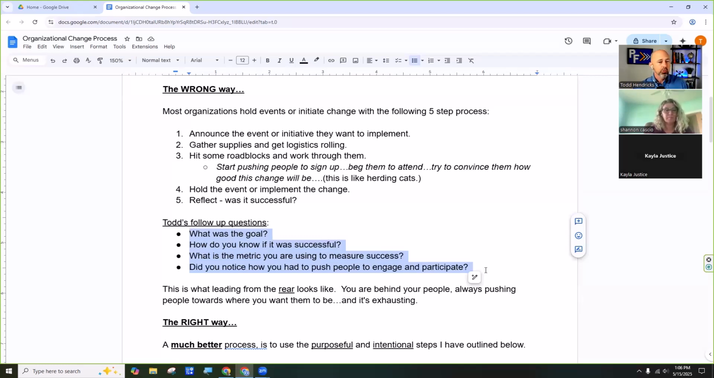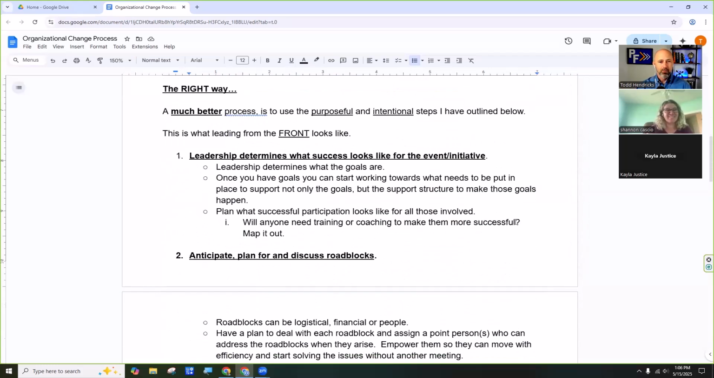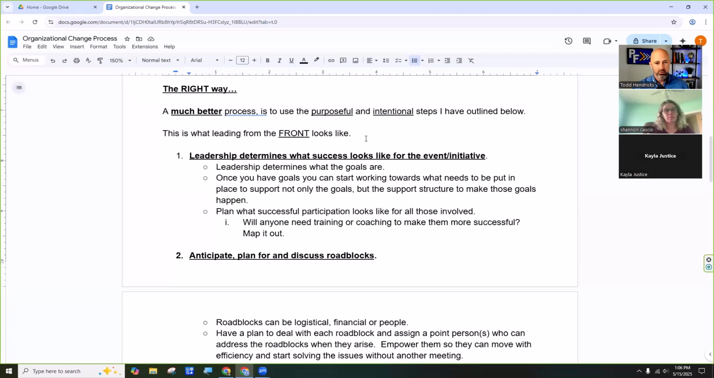Now, this is the right way to do this. And I have done this in schools. I have done this in churches and businesses. So this is effective across the board. This is a one-stop shop. I should bottle this and sell this. This is probably what I should do. Watch out, Tony Robbins. Here I come. So here we go. A much better process is to use purposeful and intentional steps that I have outlined below. And literally, I'm going to go through this entire document with you so you hear how I say things and understand what I'm saying.